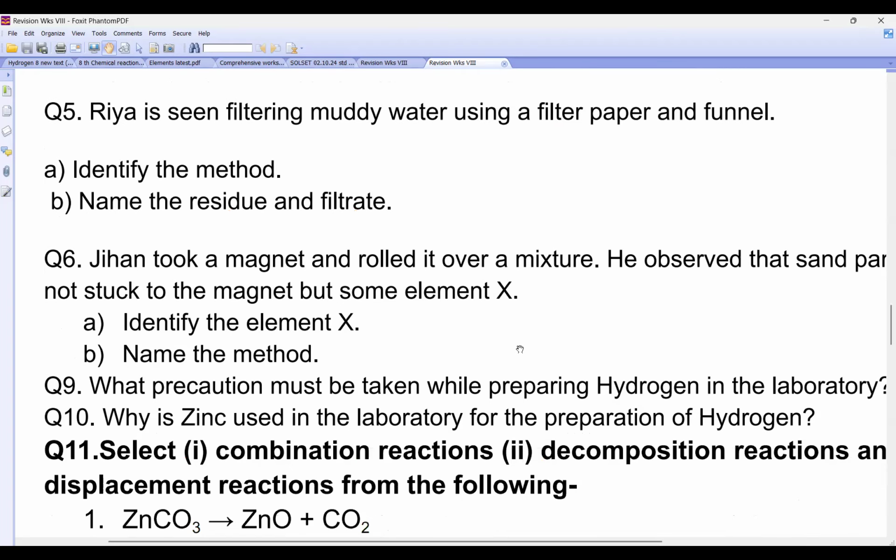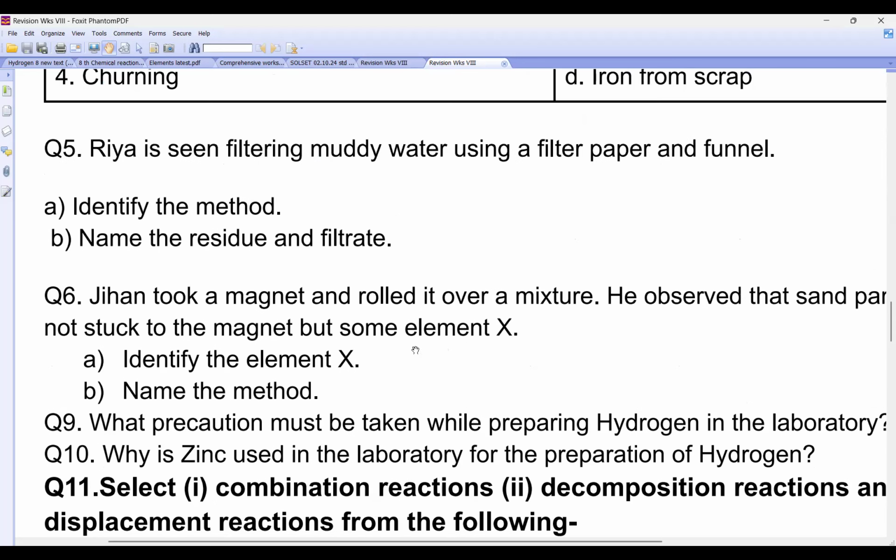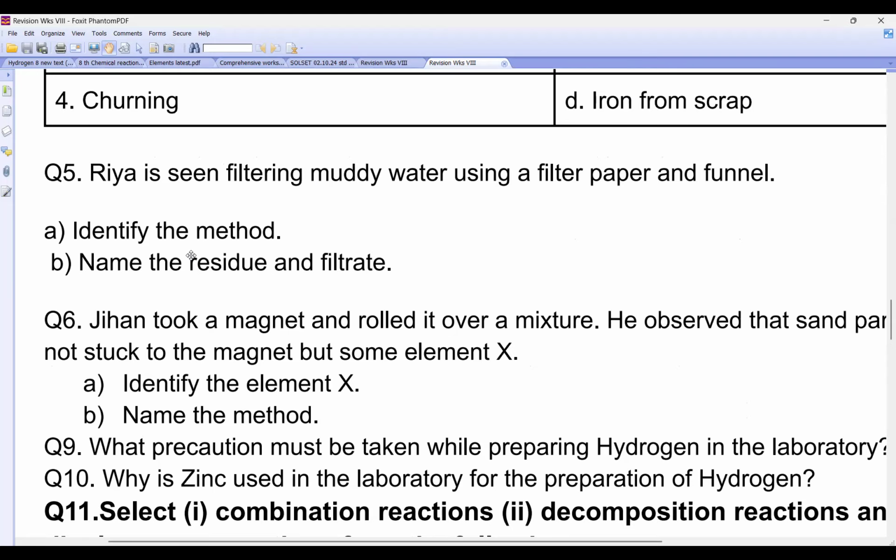Sir, wouldn't it be dirty water because some of the dirt gets mixed with the water? No. It will be water only. We use that type of filter paper. Sir, what was the residue again? Residue was mud, or sand.